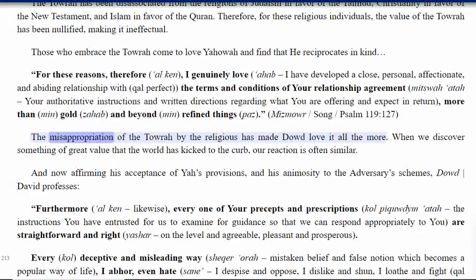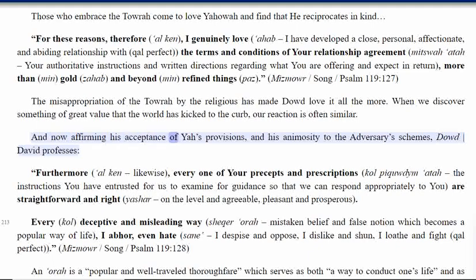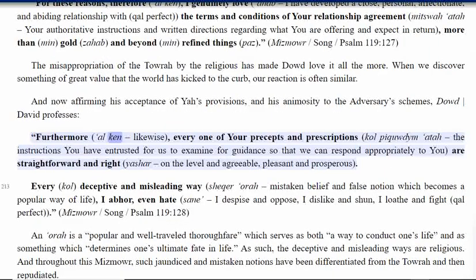119-127. The misappropriation of the Torah by the religious has made Dowd love it all the more. When we discover something of great value that the world has kicked to the curb, our reaction is often similar. And now affirming his acceptance of Yah's provisions, and his animosity to the adversary's schemes, David professes.